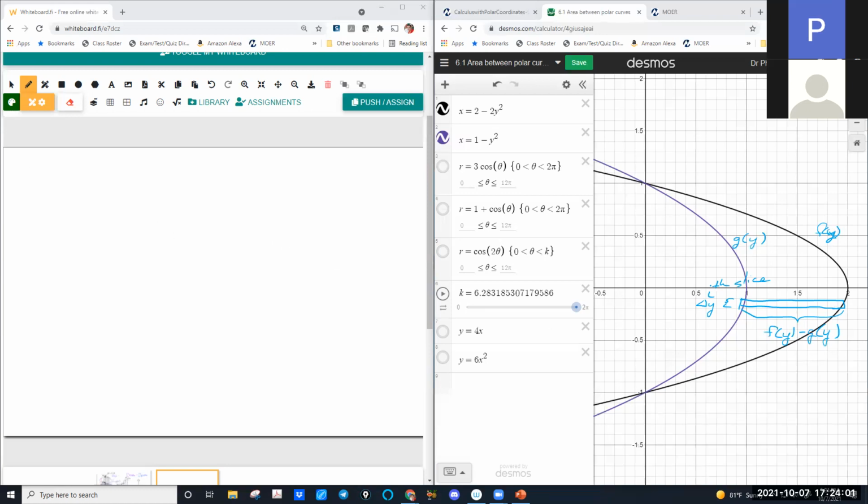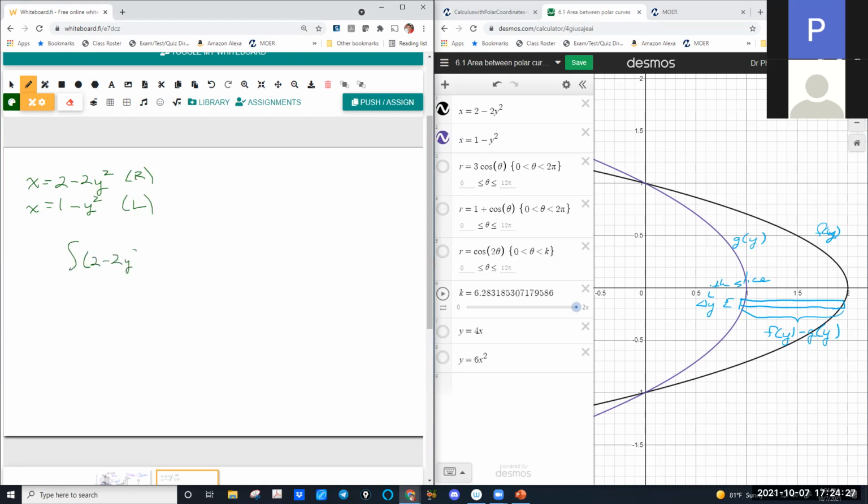So to set this one up, let's put our functions on here. X equals 2 minus 2y squared. X equals 1 minus y squared. Identify which one's which. Which one of them goes out to 2 in the x? Well, that's this one. So that's our right. That's our left. Guys, our integrand is set up.